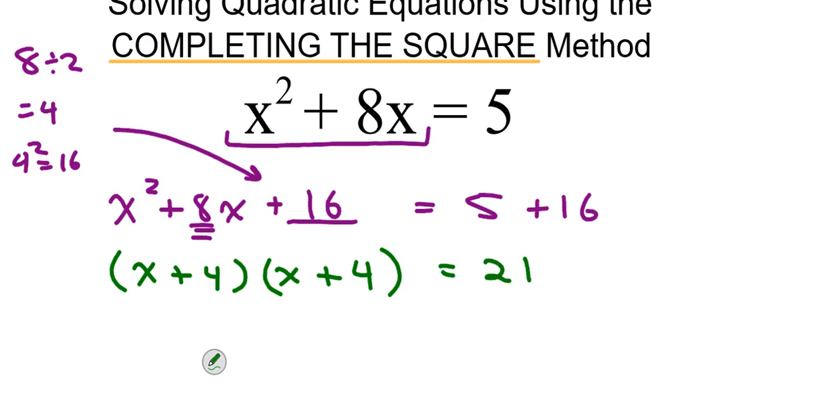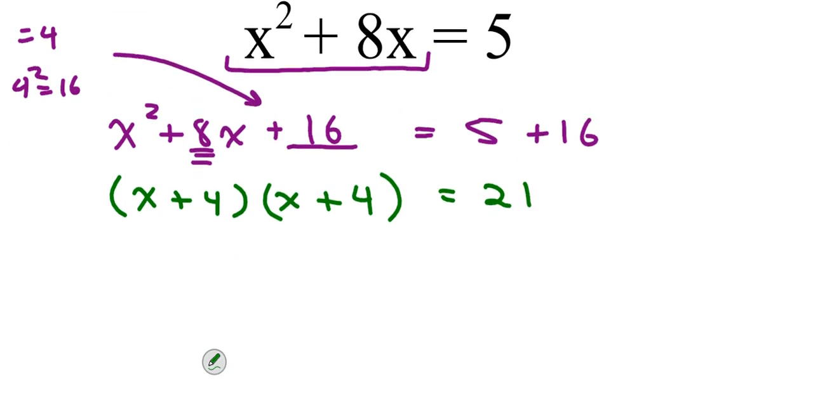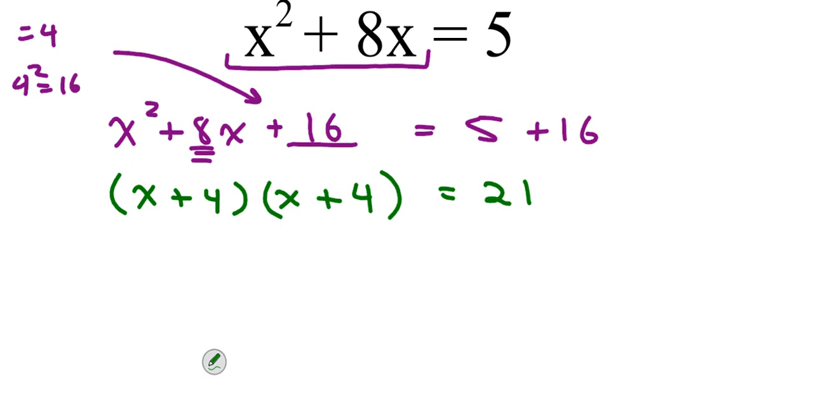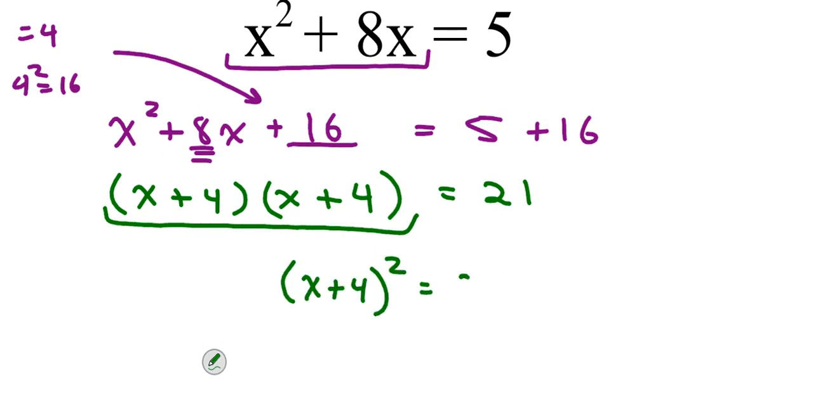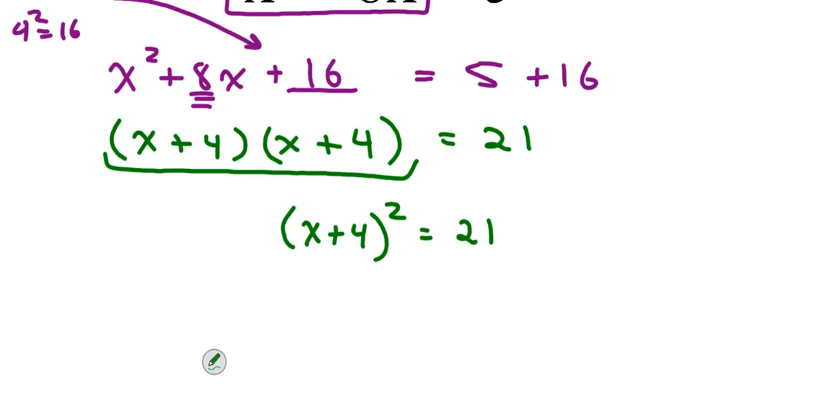All right, so when we see that, it's like, okay, that's great, Ms. Overby, we have something times something equals 21. Well, we need a 0 over there. Well, we don't really, actually, because we can rewrite x plus 4 times x plus 4 as the quantity x plus 4 squared. And as soon as we do that, voila, we're back to the square root method, which is beautiful. We're going to go ahead and solve this.